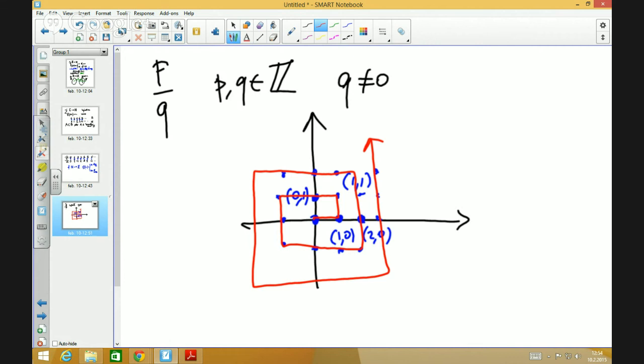But what is the bottom line? The bottom line is that you can enumerate all the rationals because, in fact, you can enumerate all of the points in the two-dimensional plane with integer coordinates. And the rationals are a subset of those. We've enumerated more. So believe it or not, Cantor was right. Q, the set of all rational numbers, is countably infinite.